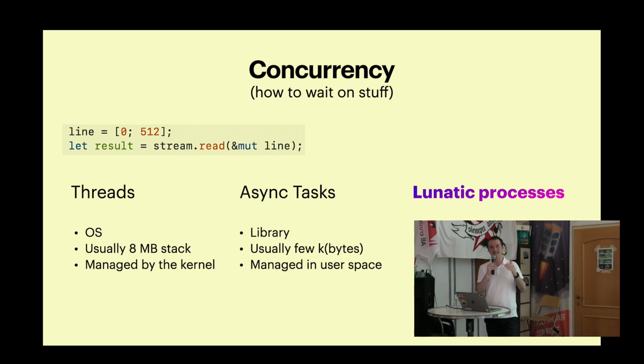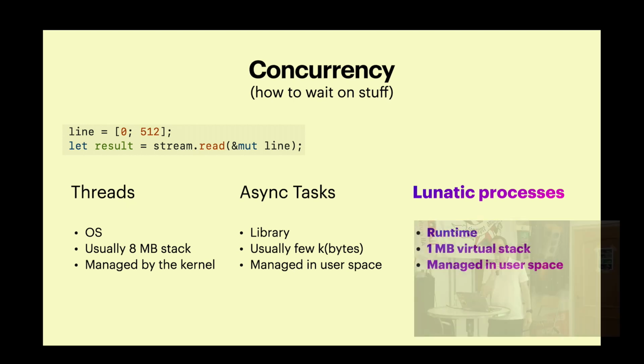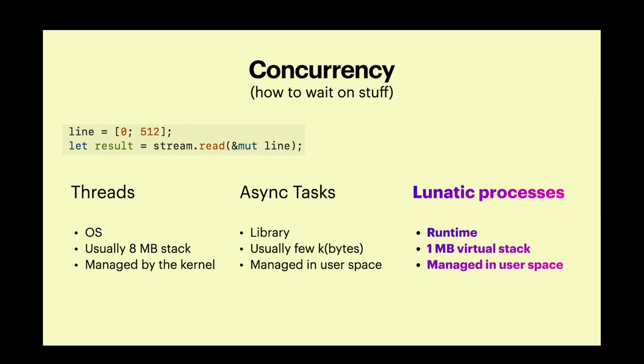Also, async tasks are scheduled in user space, and you can pick your own scheduler. Tokio, for example, is a popular scheduler for async Rust. So the third option that Lunatic adds, that you don't get with Rust by default, is Lunatic processes. They are not operating system processes. They're really lightweight. They're more similar to Goroutines, if you're familiar with Go, or also Erlang processes, which is actually where the name processes comes from. So they are similar in some ways to both threads and async tasks.